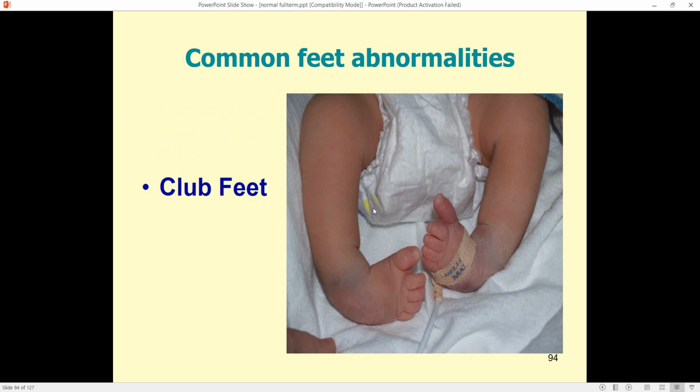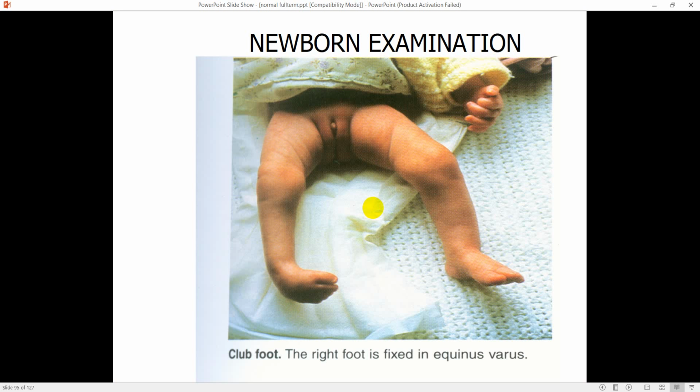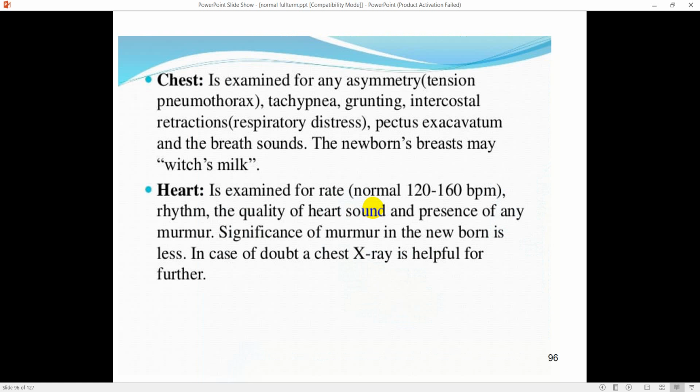Also, we need to look for abnormalities of the feet. This picture shows clubbed foot. Again, this is a clubbed foot. Then after extremities, we need to examine the chest, whether it is symmetrical or not, whether there is dyspnea or not, whether the shape is normal or not.